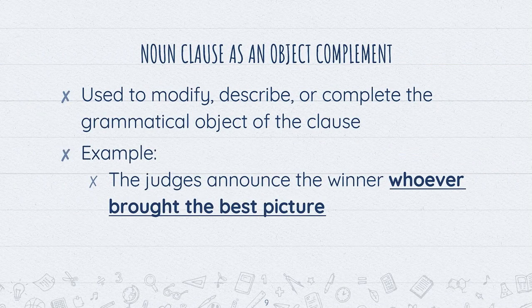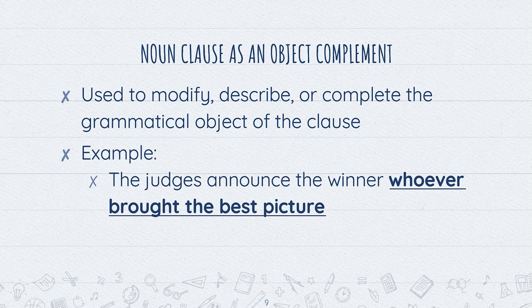And the fourth function of the noun clause is to modify, describe, or complete the grammatical object of the clause. So it's basically the same as subject complement, but here in the object complement, the function of the noun clause is to give additional description or explanation about the object of the sentence.